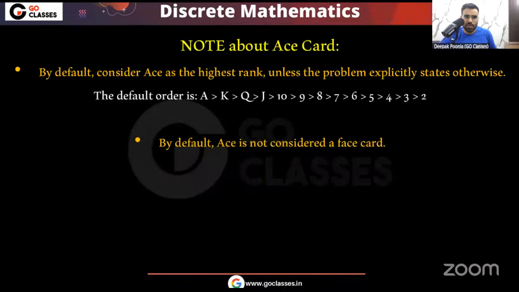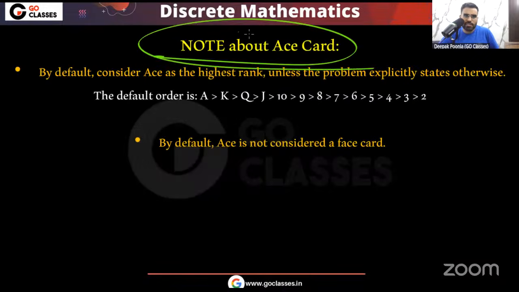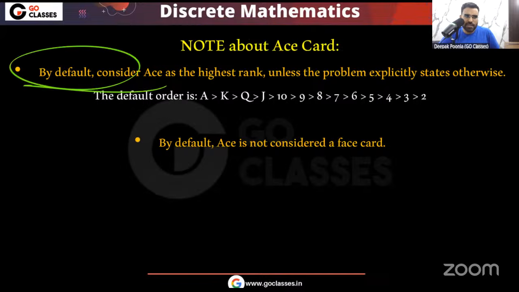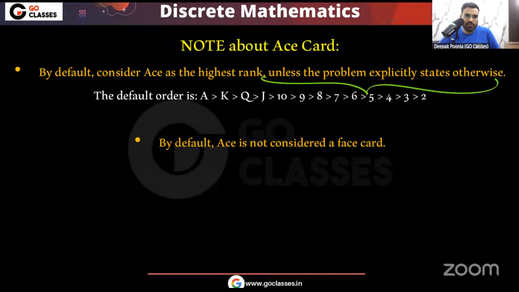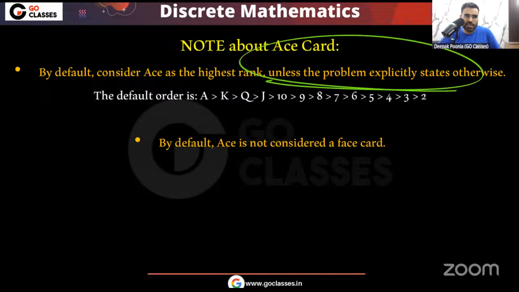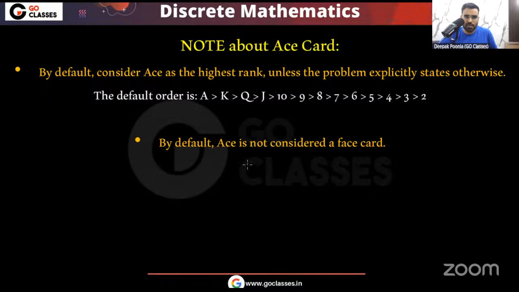Let's see a note about the ace card. We have already seen that by default the ace card has the highest rank. But the question can give you something else, then we have to consider that and solve according to that. And by default, ace is not a face card.